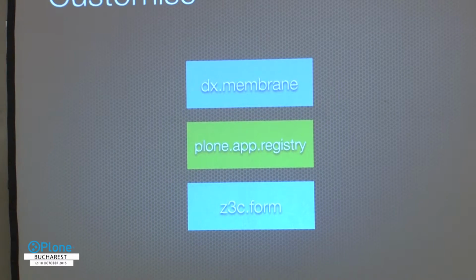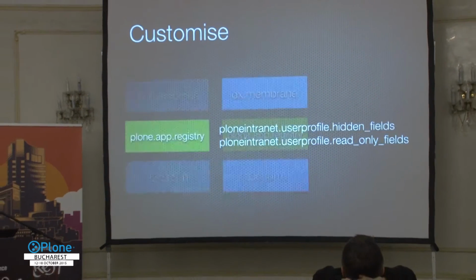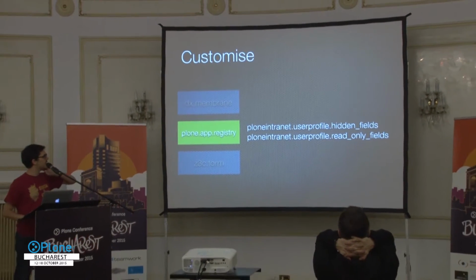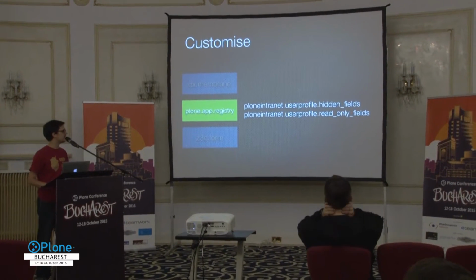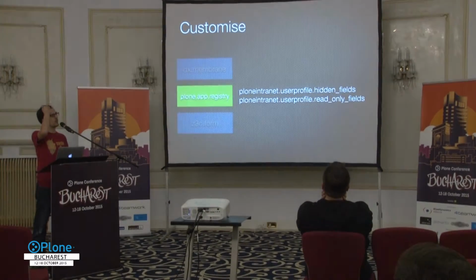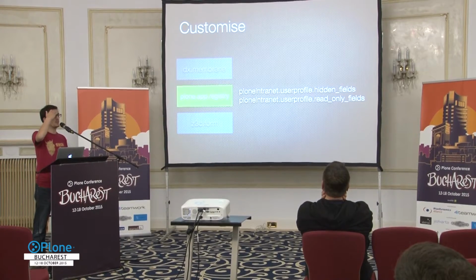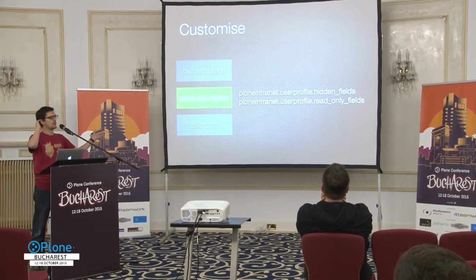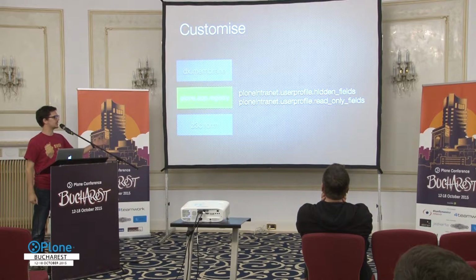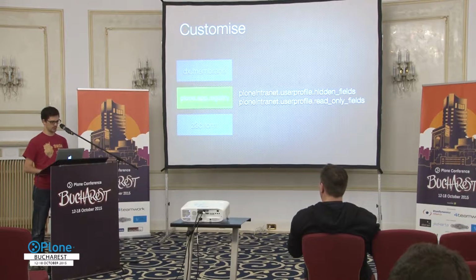So if you want to change any of that, we built quite a few registry hooks that you can use to customize them. The main ones are hidden fields and read-only fields. Normally, in the standard deployment, you would change the behavior. But because we have an out-of-the-box deployment, this lets you hide and make things read-only without having to fork the user type or do crazy things like that.